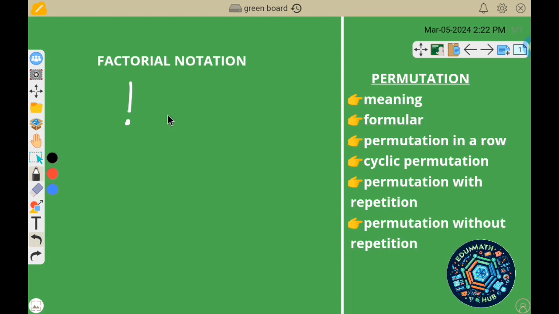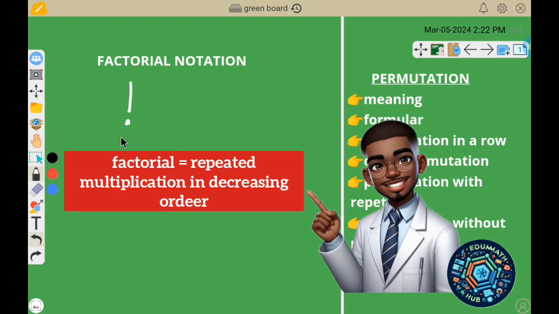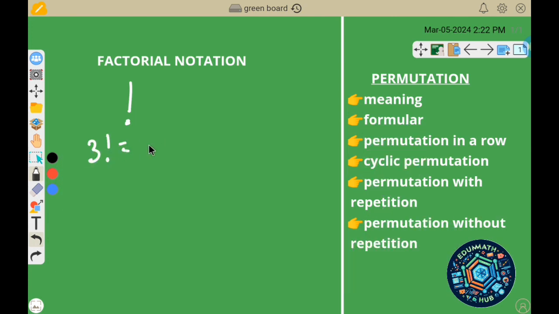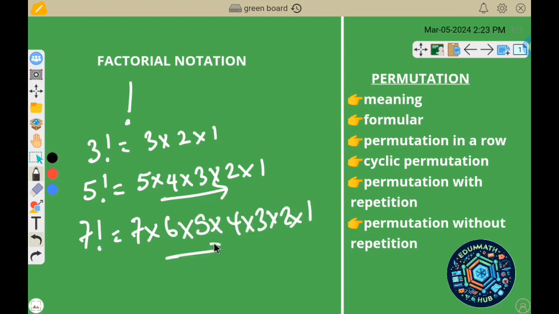Factorial has to do with repeated multiplication in decreasing order. So 3 factorial will be 3 times 2 times 1. You start from 3 and multiply in decreasing order until you get to 1. 5 factorial will be 5 times 4 times 3 times 2 times 1. So you start from 5 and multiply in decreasing order downwards. Let's take the last one. 7 factorial, for example, will be 7 times 6 and so on. So factorial just has to do with repeated multiplication in decreasing order. You need to understand this before you can actually understand permutation.